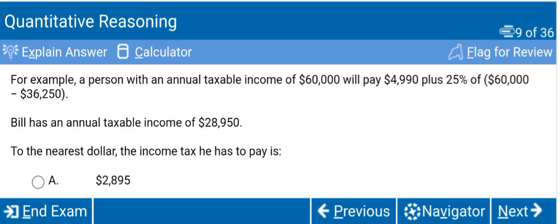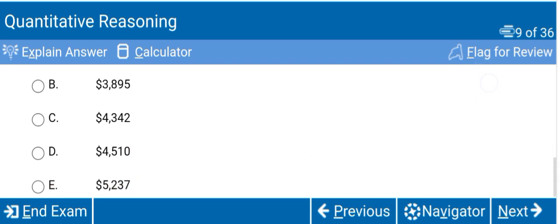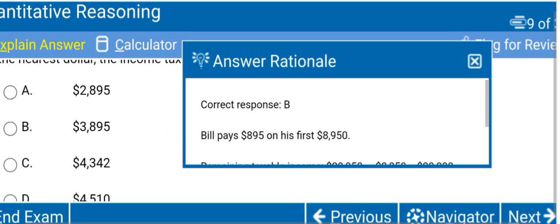Bill has an annual taxable income of $28,950. To the nearest dollar, the income tax he has to pay is option A, $2,895, option B, $3,895, option C, $4,342, option D, $4,510, option E, $5,237. So we have the correct response, option B.